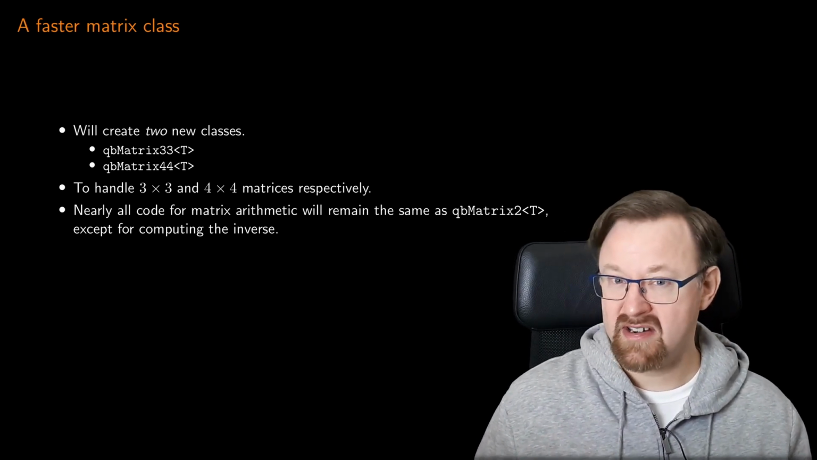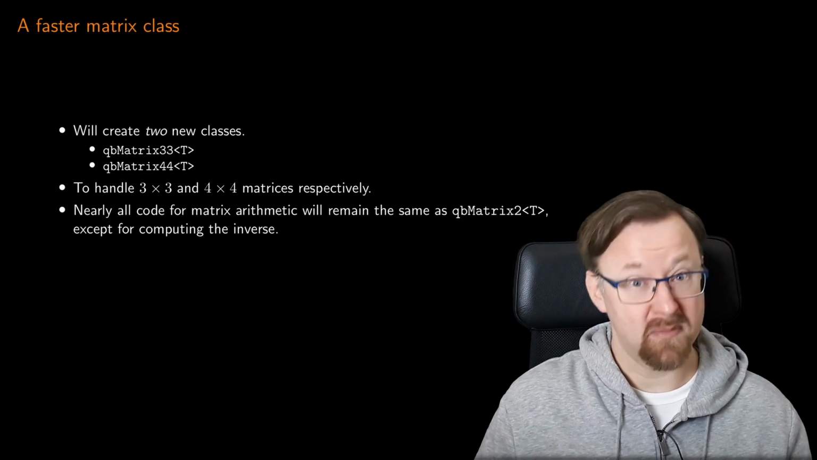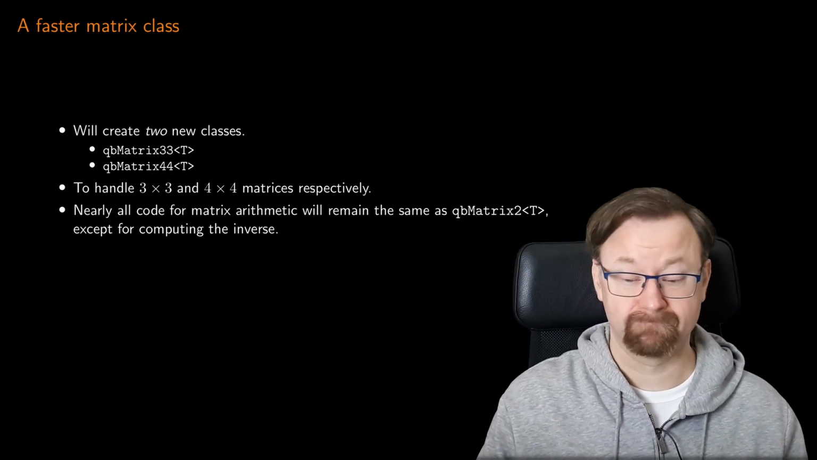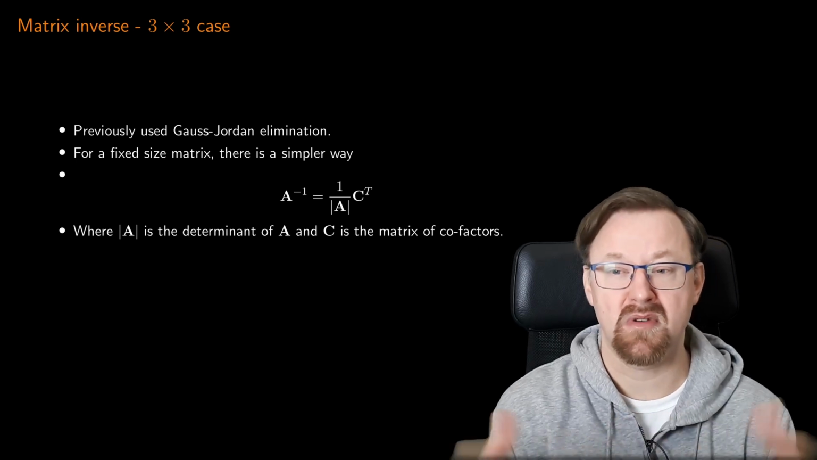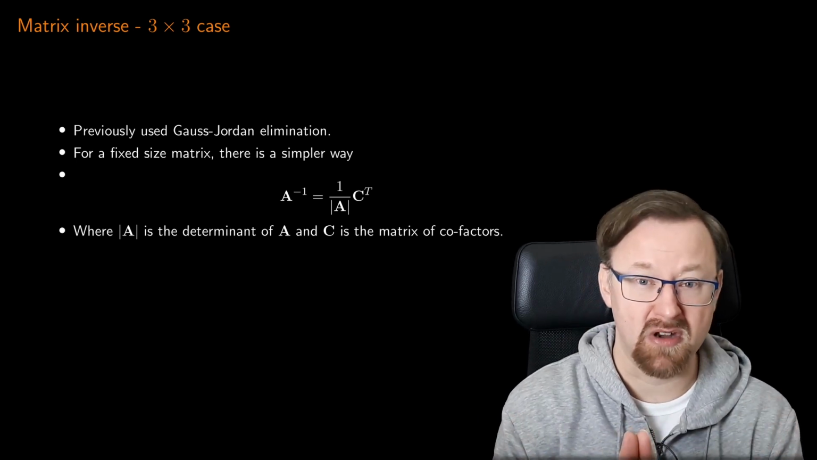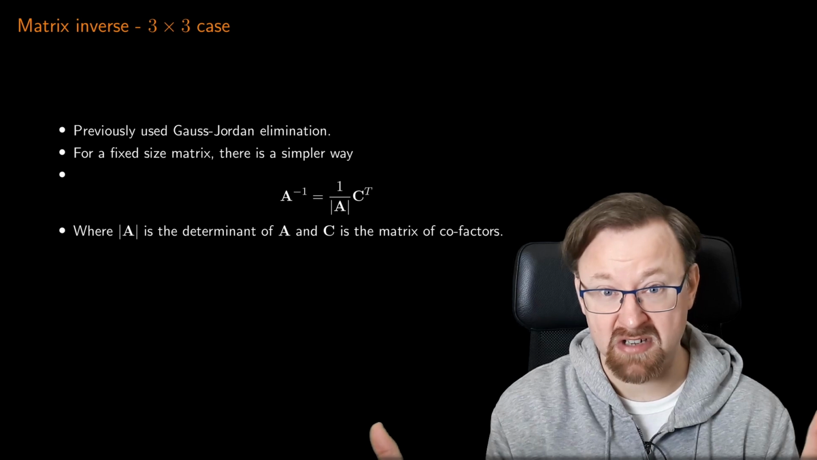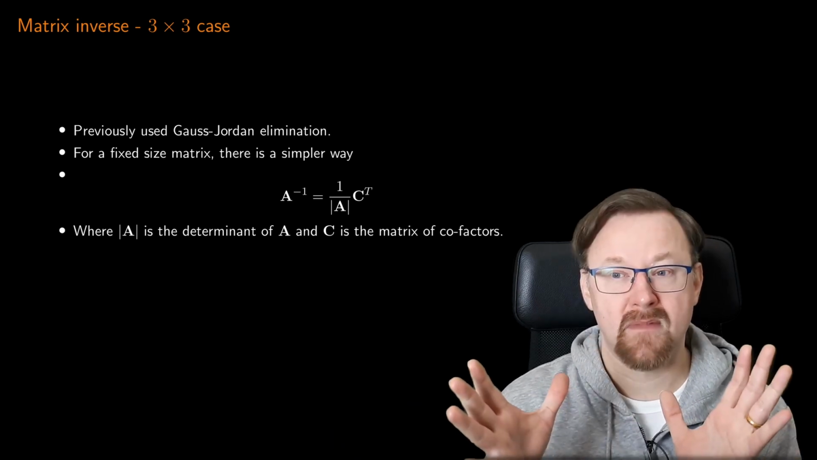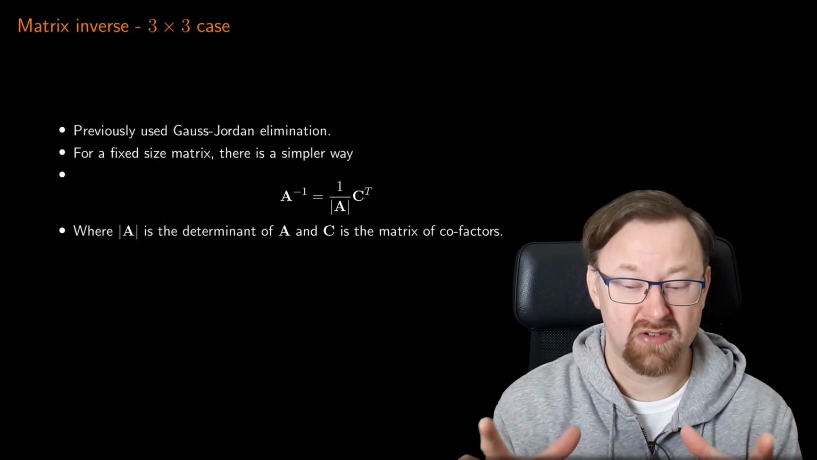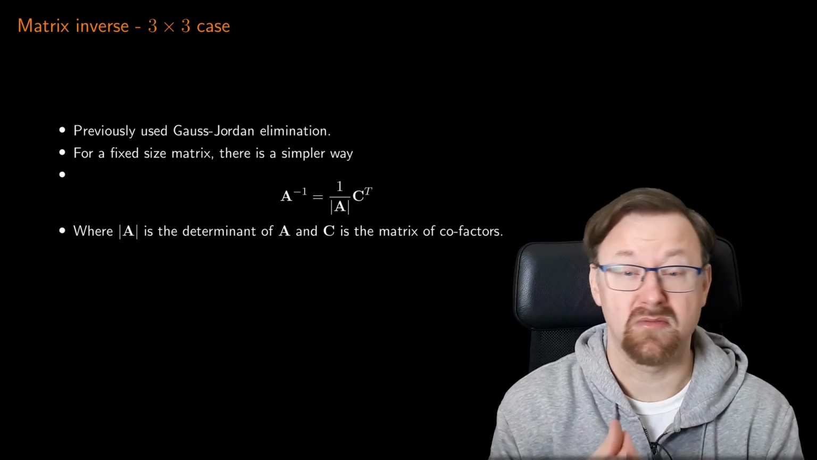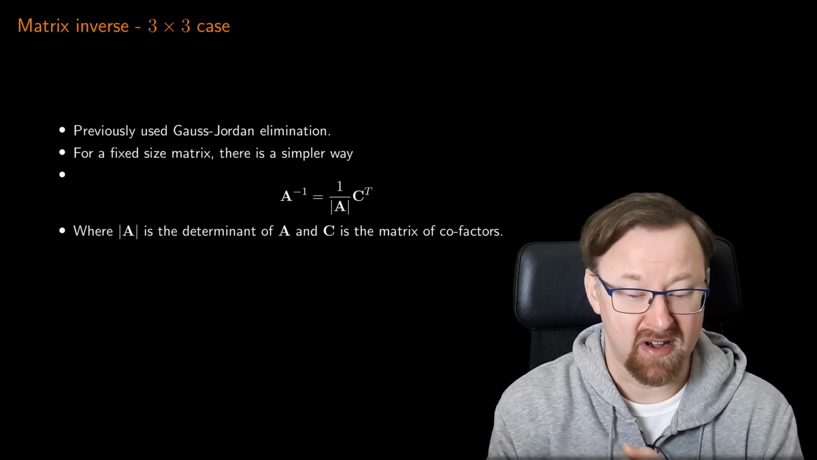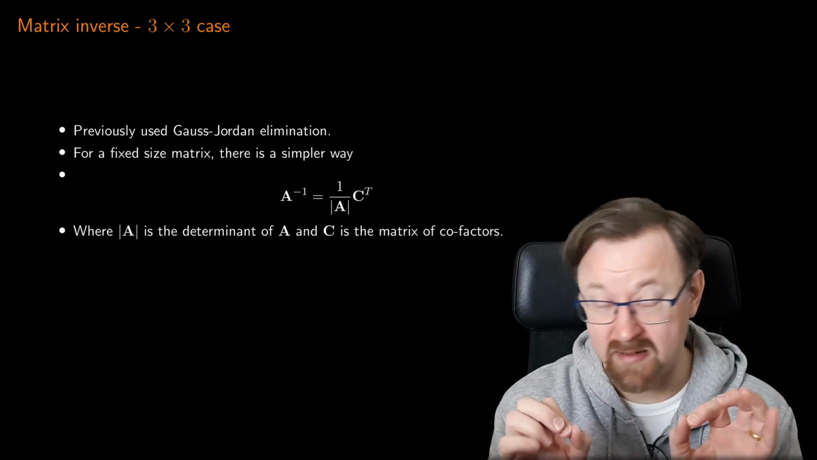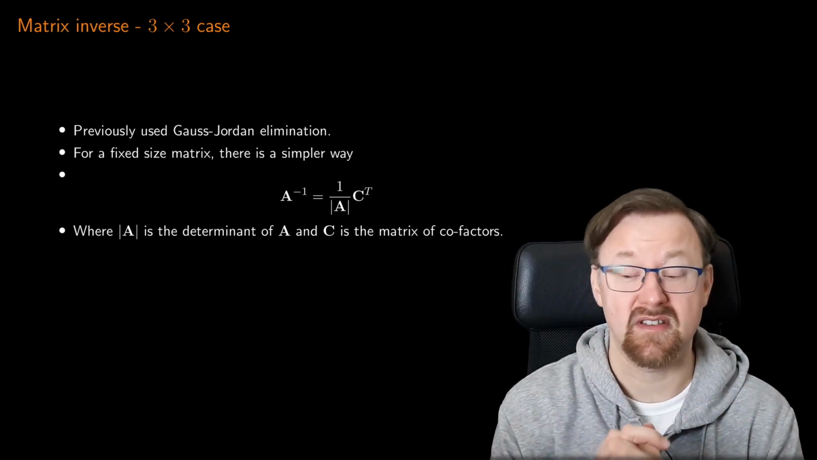But we do need to consider changing the code to compute the inverse of the matrix. Previously, for calculating the inverse, because we were dealing with a situation where we could have matrices of any size, potentially really large, I implemented computing the matrix inverse using Gauss-Jordan elimination, which is a perfectly good way of doing it if you're dealing with really large things. However, for smaller and in particular fixed size matrices, there is a simpler way.